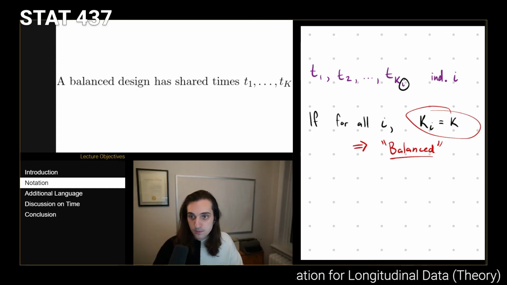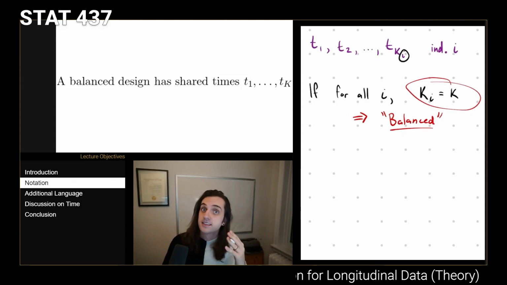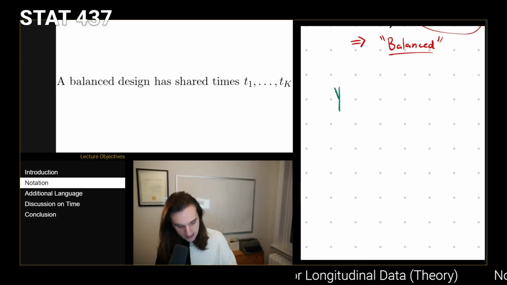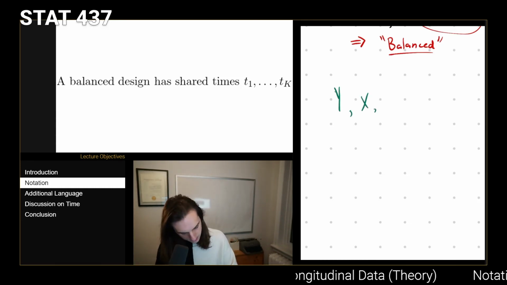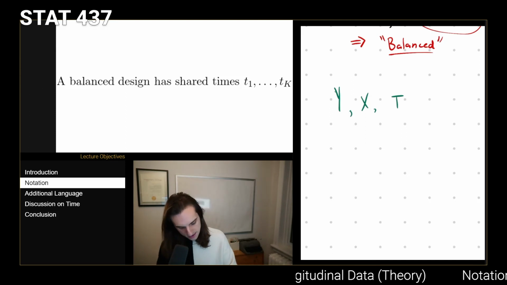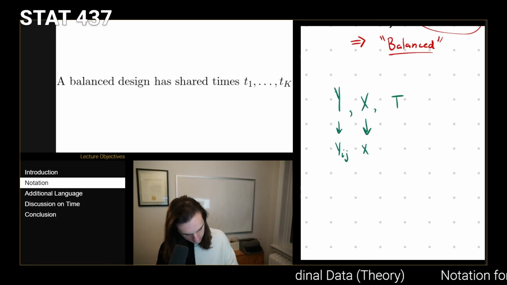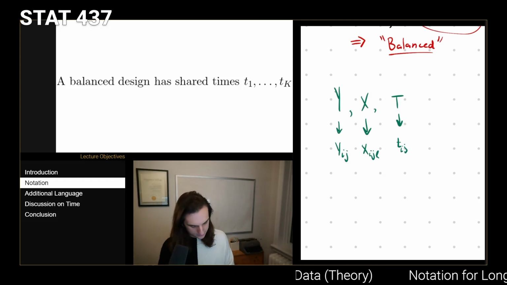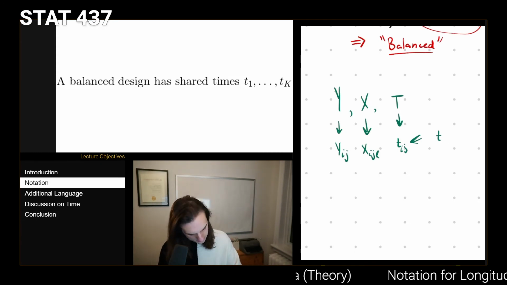Now, that is all of the major notation that we're going to need that's not model specific. So just to quickly recap, we have y's as outcomes, x's as explanatory factors, and t's as time points, and these are subscripted as necessary to include all of the values that we could be looking at. And so we would have t_ij, and then, if it's balanced, that simplifies down to t_j.